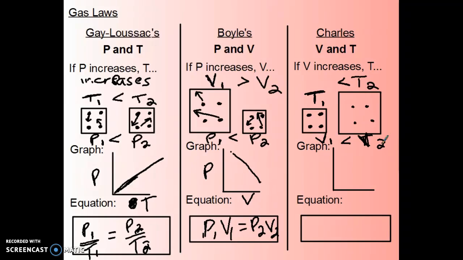Okay, so in this one, it's going to be similar to how the variables were related in Gay-Lussac's law. If our temperature is increasing, then our volume is also increasing. Okay? So the law here would be V1 divided by T1 equals V2 divided by T2. And our pressure is held constant in this law.